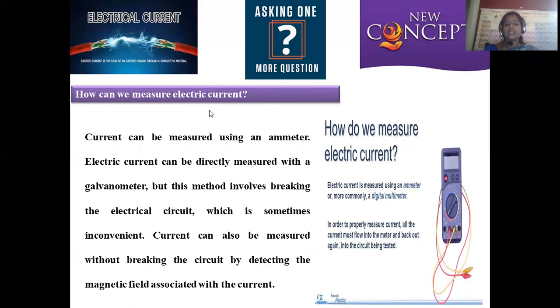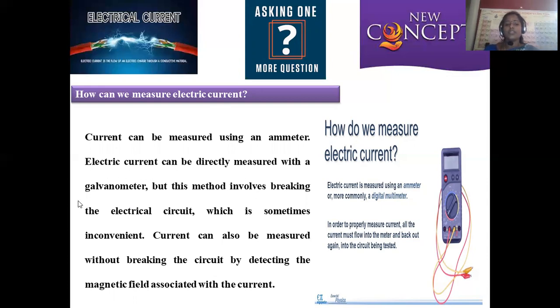Now, how can we measure the electrical current? What is the instrument or device used to detect or predict this electrical current? Current can be measured using an ammeter. An ammeter is a device used to measure the electrical current. The strength of electrical current is measured with this in amperes.